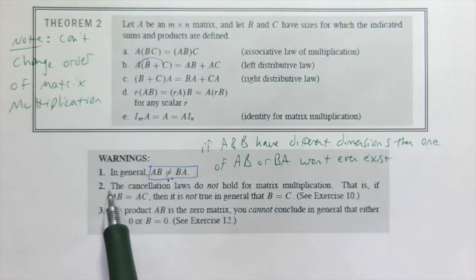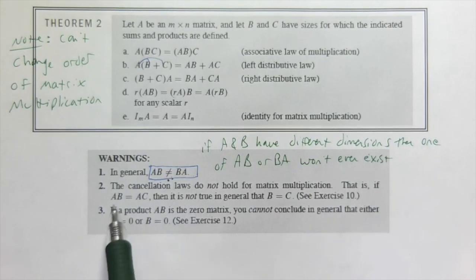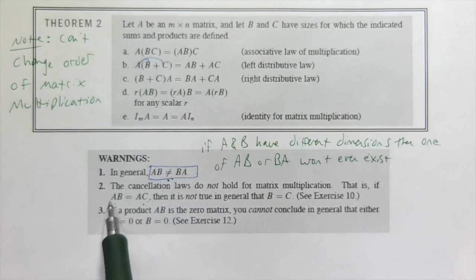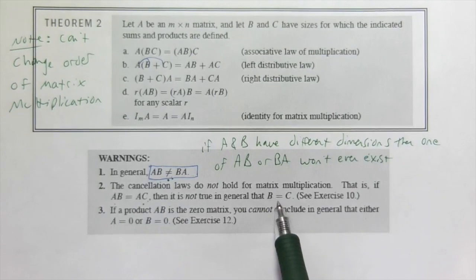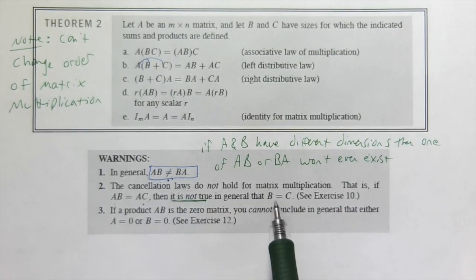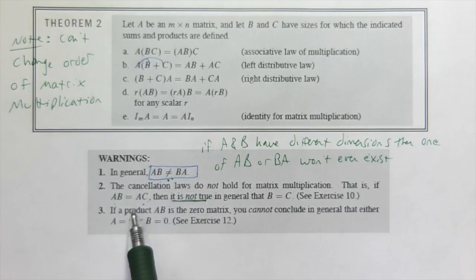Moreover, the second point here, cancellation laws don't hold for matrix multiplication. In other words, if AB equals AC, a lot of the times people might say, oh, well, the A's could cancel, right? You could divide both sides by A and then get B equals C. But what this is saying is it's not true in general that B equals C. So you cannot divide by A. Similarly, if you multiply two matrices and you get 0, it's not true that one of them is the 0 matrix.